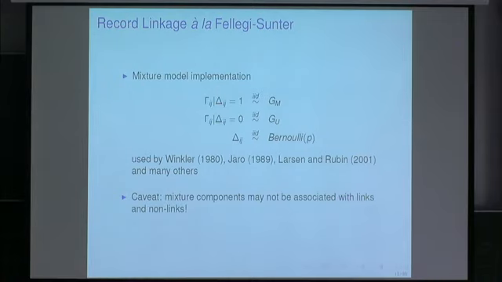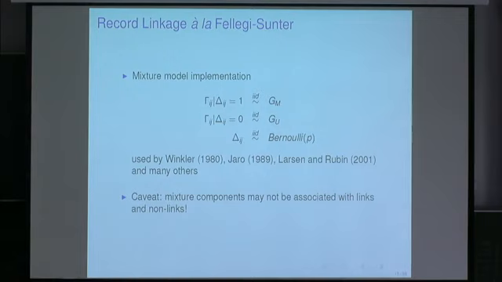Now, the way that it's usually implemented is using a mixture model, right? So it's similar to what I presented so far. So you have two models for matches and non-matches, right? But what makes it a mixture model is that the matching statuses of the pairs are essentially IID from a Bernoulli distribution. So they are independent of one another, right?